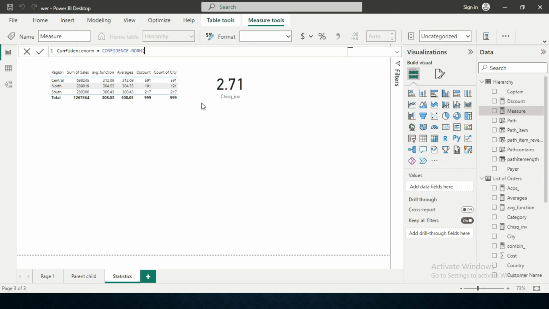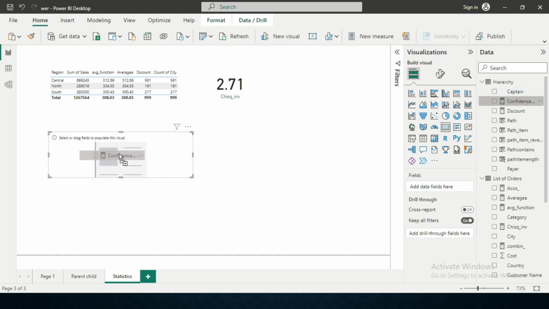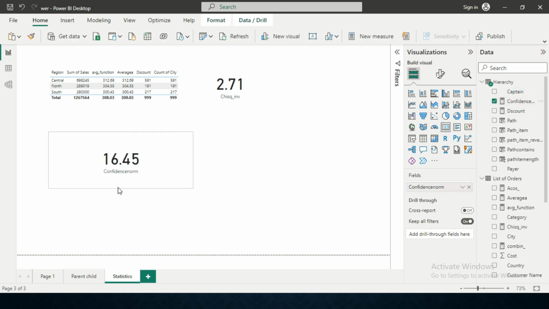Now I'm going to give alpha as 0.02, which is a 98% confidence level, my standard deviation as 10, and my sample size as 2. I'm closing the bracket and hitting enter. So you got the confidence norm value. I'm adding a card over here and putting the value in it. You can see my normally distributed confidence value is 16.45.